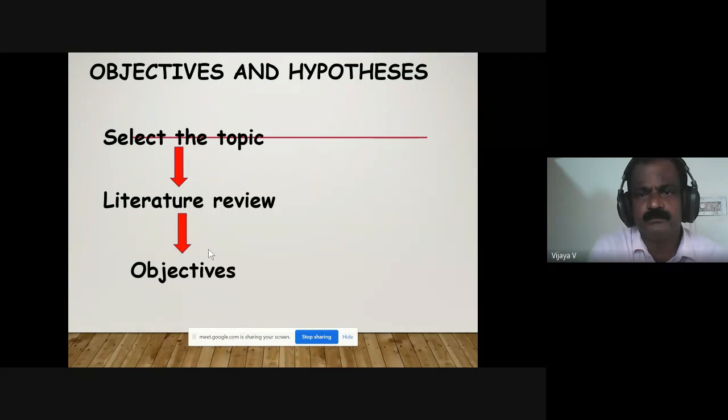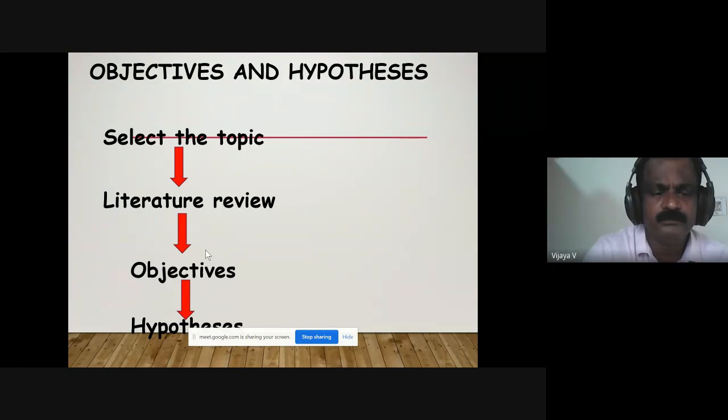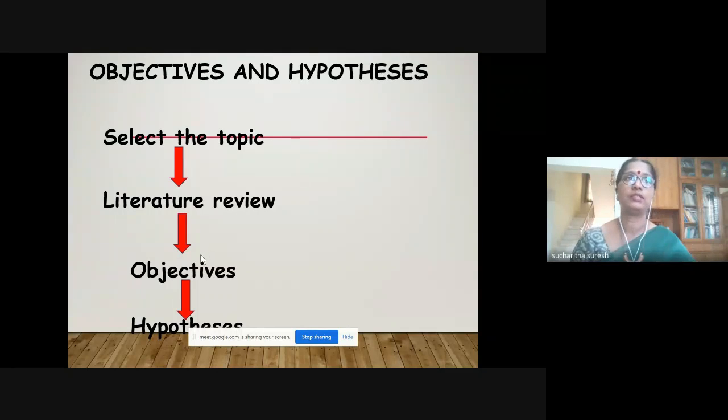So how to formulate objectives? After selecting objectives only, we can think of going for hypothesis. Hypothesis will happen after the objectives. Suppose you want to keep a certain hypothesis, but objectives are not there for that. No problem, you add one objective for that. So objectives should be there and hypothesis should be there. See here, everything is interlinked. Hypothesis is created because there are objectives. Objectives are given because they come from the topic.